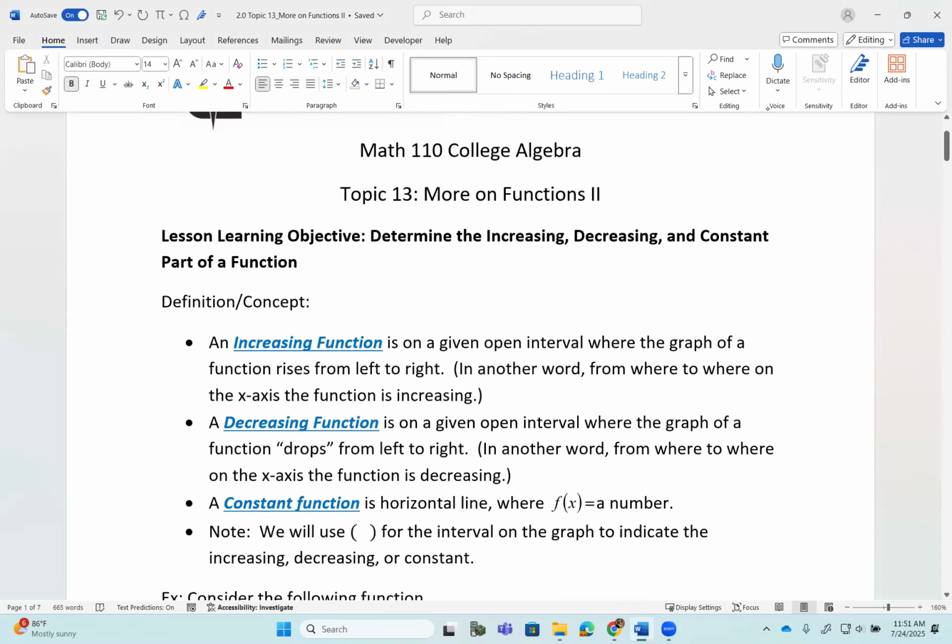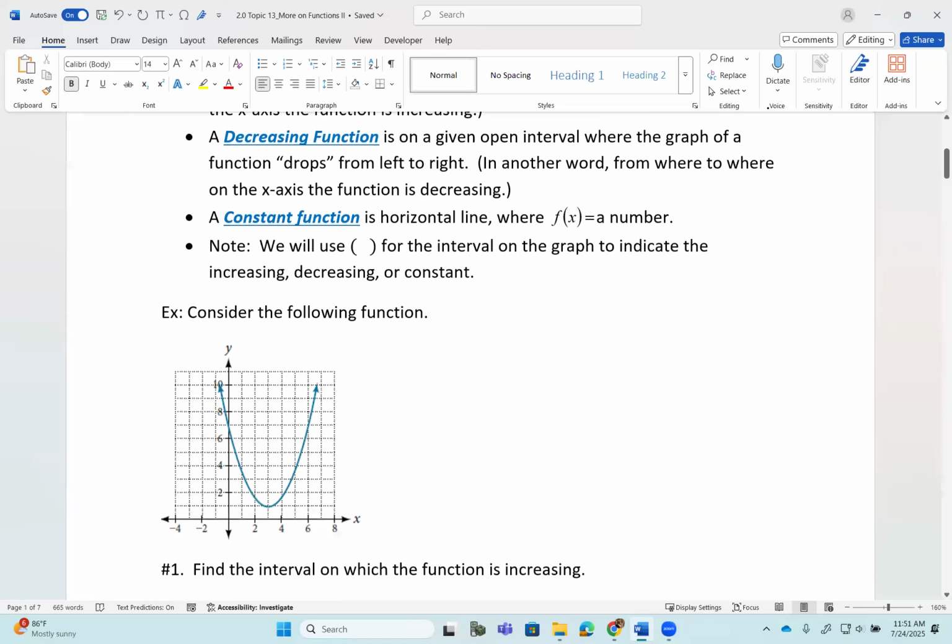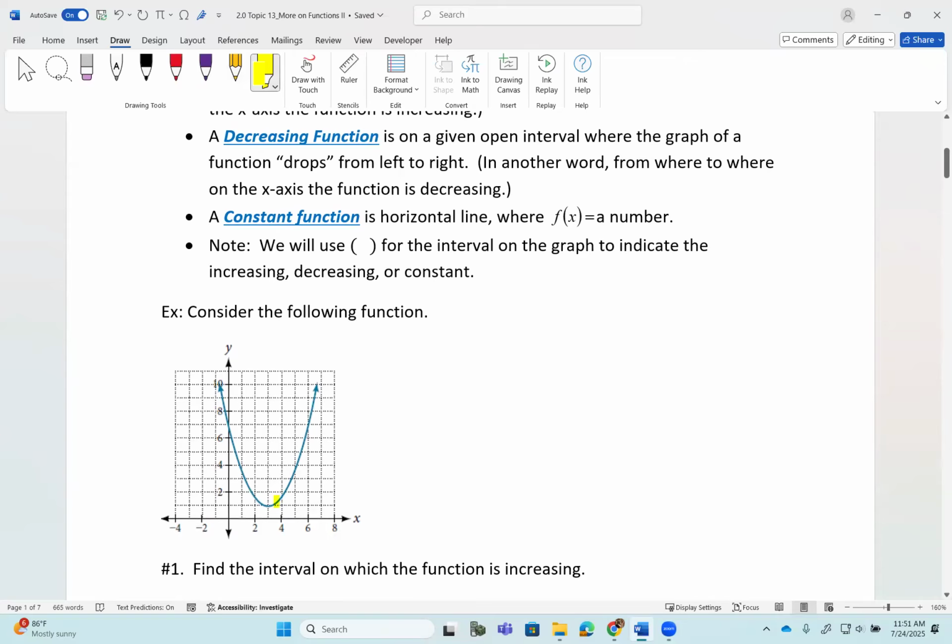All right. So the first thing I want to talk about is something called the increasing, decreasing, and constant part of a function. An increasing function is on a given open interval where the graph of a function rises up from left to the right. So in other words, what we're looking for is from where to where on the x-axis the graph is going upward. For example, if you look down here, this is a parabola, a U. The part of the graph going upward from left to right is right here. So that's the increasing part of the function.